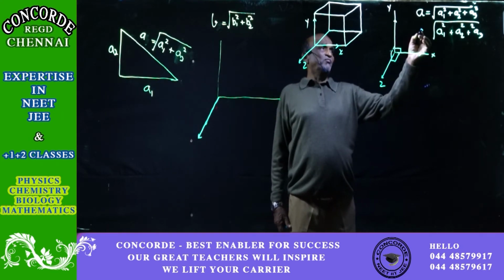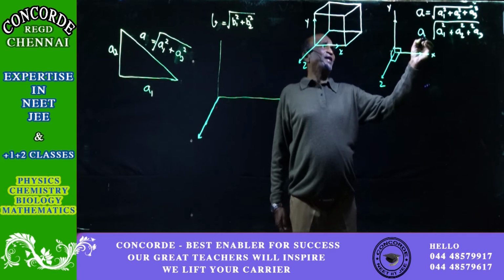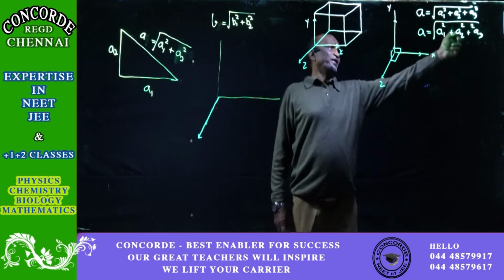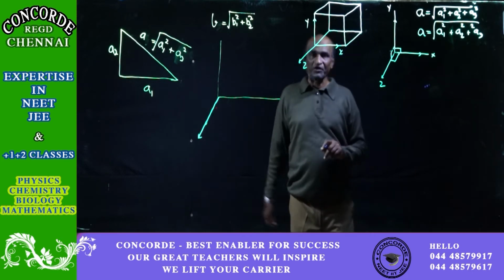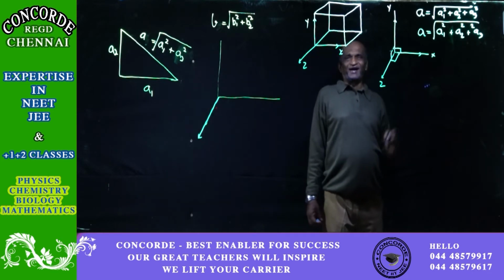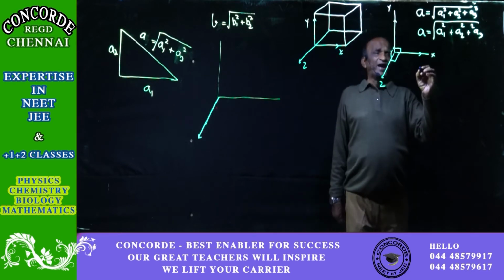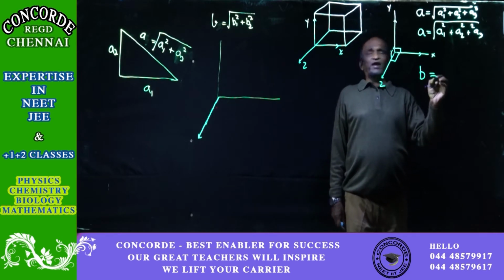So, the resultant magnitude is A, that will be equal to this. So, both are the same. So, how did we get this? Now, we cleared all of it. So, like that, another vector.